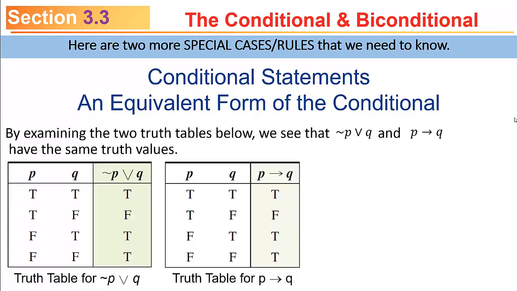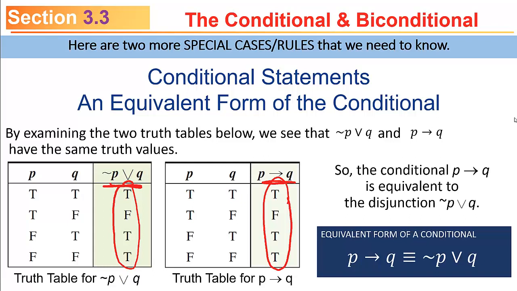By examining the two truth tables below, we see that not P or Q and P implies Q have the same values. I'm not going through this again, but if we did the truth table for not P or Q, which is the one on the left, and then the truth table for P implies Q, which we just did, on the right, you notice they have exactly the same truth values. The shaded column on the left truth table is true, false, true, true, and the shaded column on the second truth table is true, false, true, true. So they have exactly the same truth values. That means that those two forms are equivalent to each other because they produce exactly the same truth values.